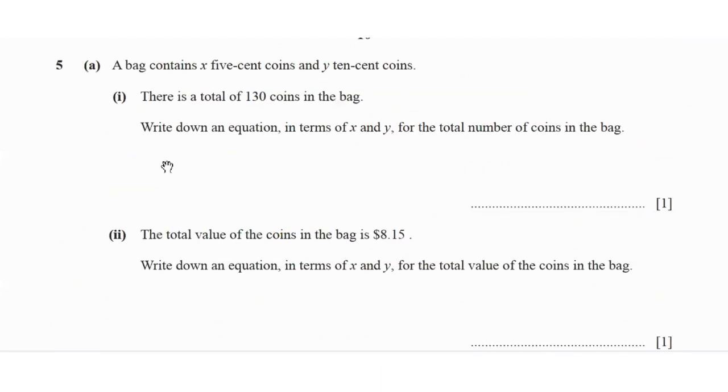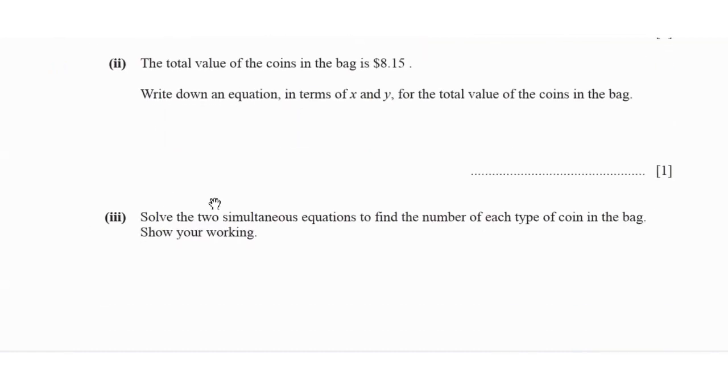Question 5 says a bag contains X 5-cent coins and Y 10-cent coins. There's a total of 130 coins in the bag. Write down an equation in terms of X and Y for the total number of coins in the bag. Since there are X number of 5-cent coins and Y number of 10-cent coins, the total number of coins is going to be X plus Y equal to 130.